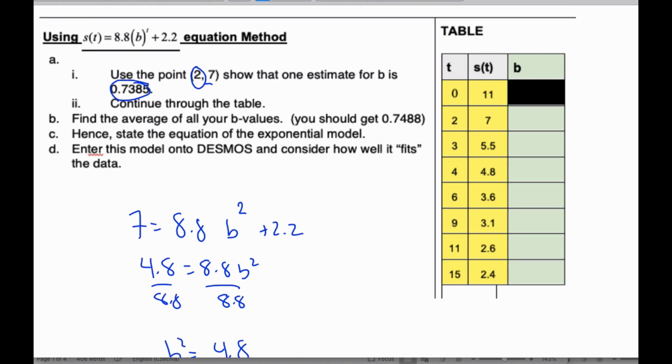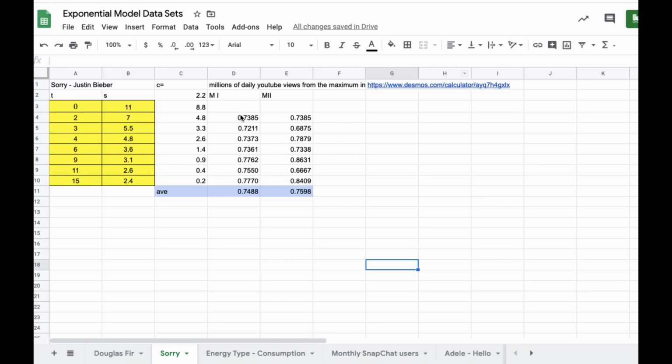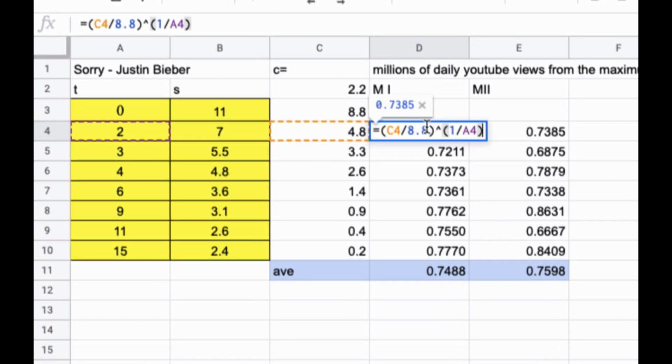Okay? And so if I consider doing it with a spreadsheet, here's the calculation here. If I look here carefully, what I've done is I've taken 2.2 and subtracted 2.2 from all of these S values. And I got 4.8, and I went 4.8 divided by 8.8. That's going to be constant each time, divided by the square root of this value here, is what I know it's going to be. And I calculated all the values.